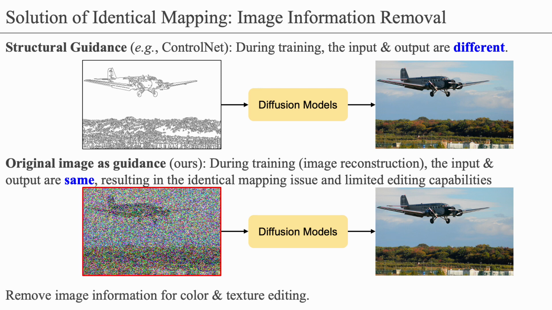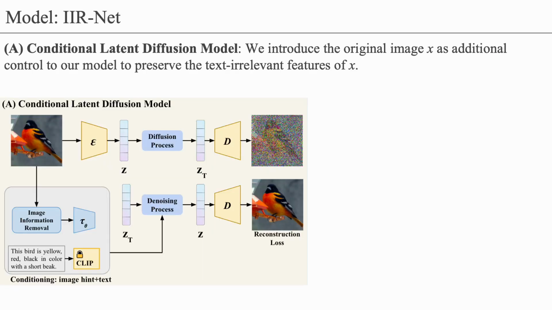To address this issue, we propose image information removal to partially remove color and texture information. Specifically, our method consists of two parts. The first part is a conditional latent diffusion model. Different from the standard structure of conditional latent diffusion models like ControlNet or Stable Diffusion, we further incorporate the original image as part of the input to better preserve the text-irrelevant attributes.